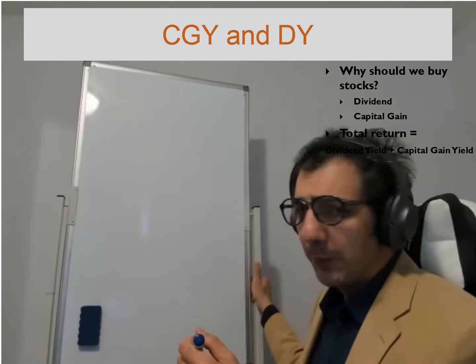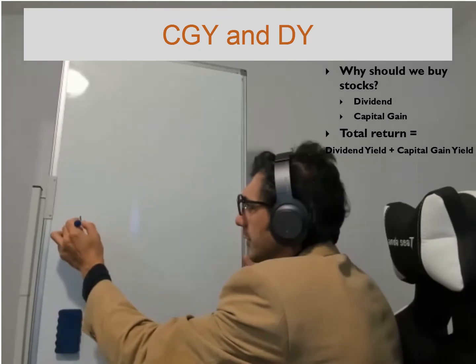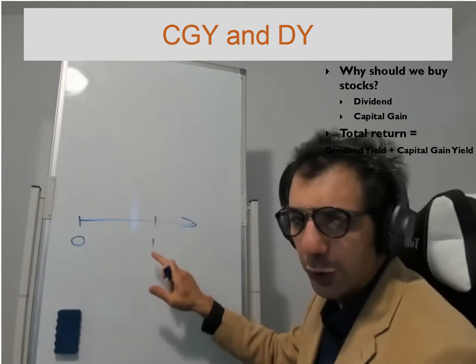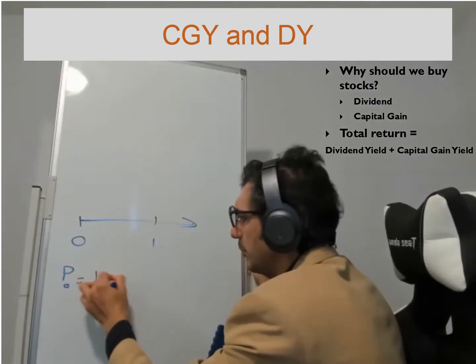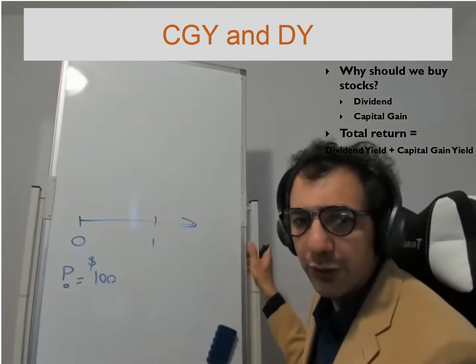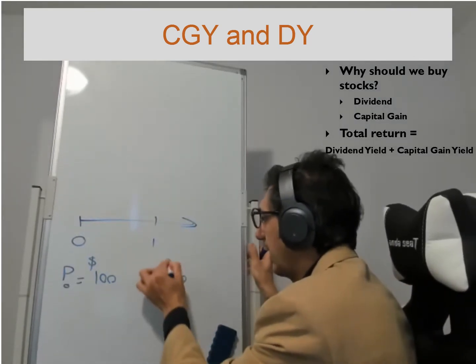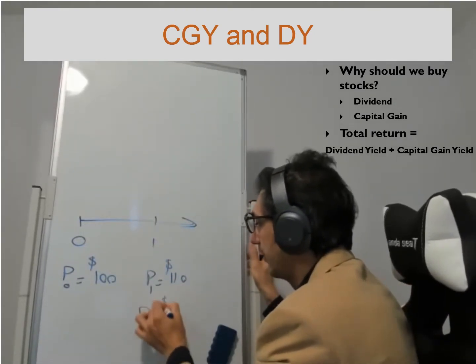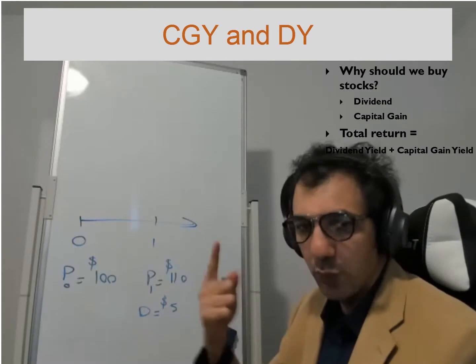To explain this, let me show you an example. I'm going to use the timeline as we had in module 5 for time value of money and for bonds. So this is time 0, the current time. This is one period, 1 year from now. Let's say that you are interested in buying shares of Apple. Let's assume the current price is $100. If after 1 year the price goes up to, let's say, $110, and you also receive a dividend by the end of the year of, let's say, $5, and this is per share information, so you receive $5 per share and you are buying just one share of Apple.